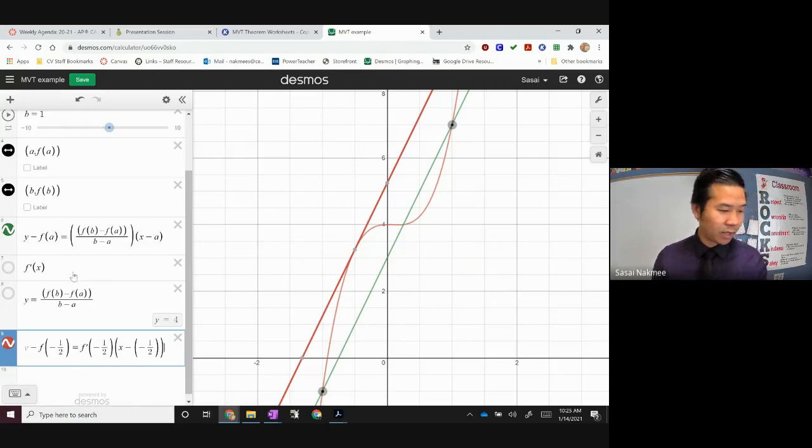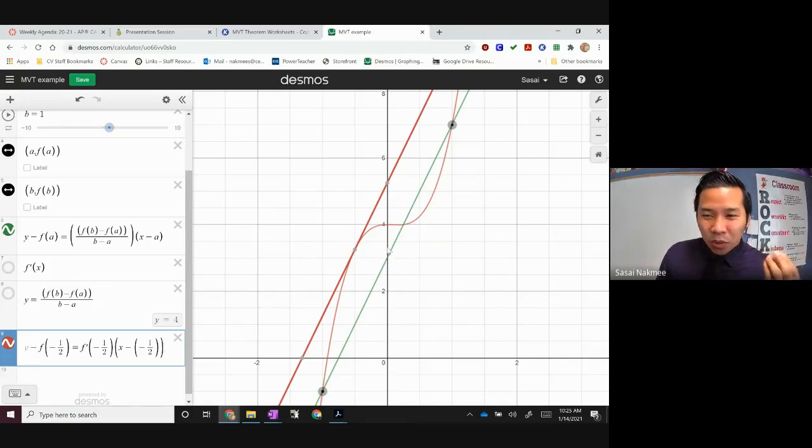Boom. There you go. You see this line I just typed in right now? Here's my tangent line. Do you guys see it? My tangent line right here? Hopefully you guys can. And this tangent line is parallel to this green line. I'm hoping you guys can see that. And yeah, that's the idea. That's all the mean value theorem is stating.